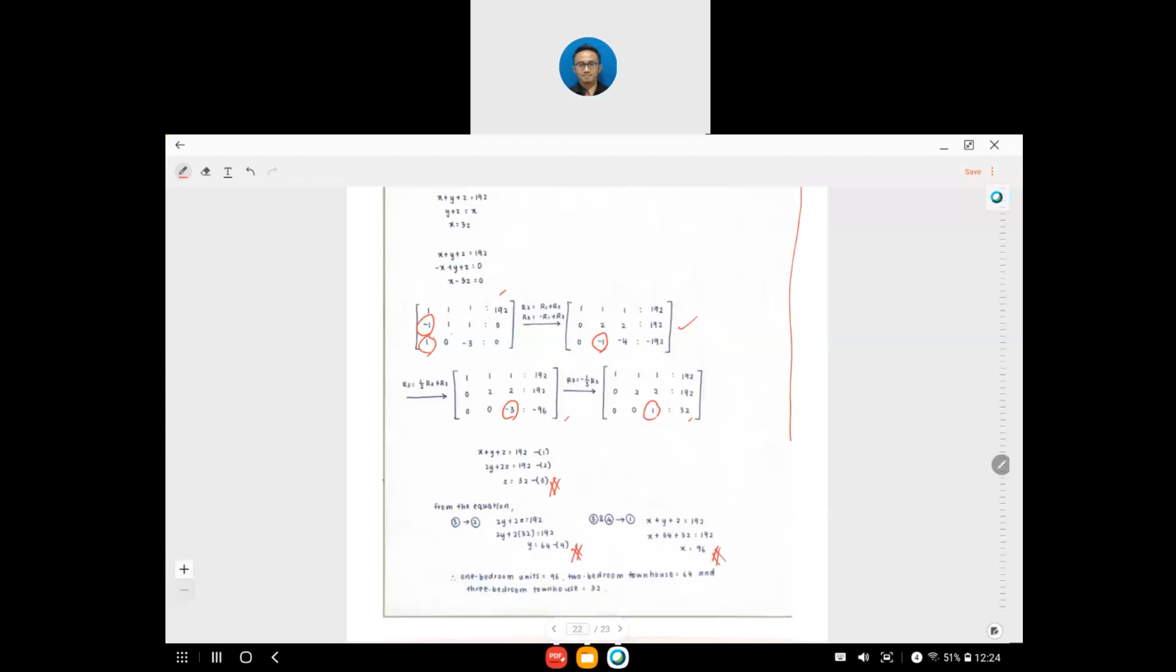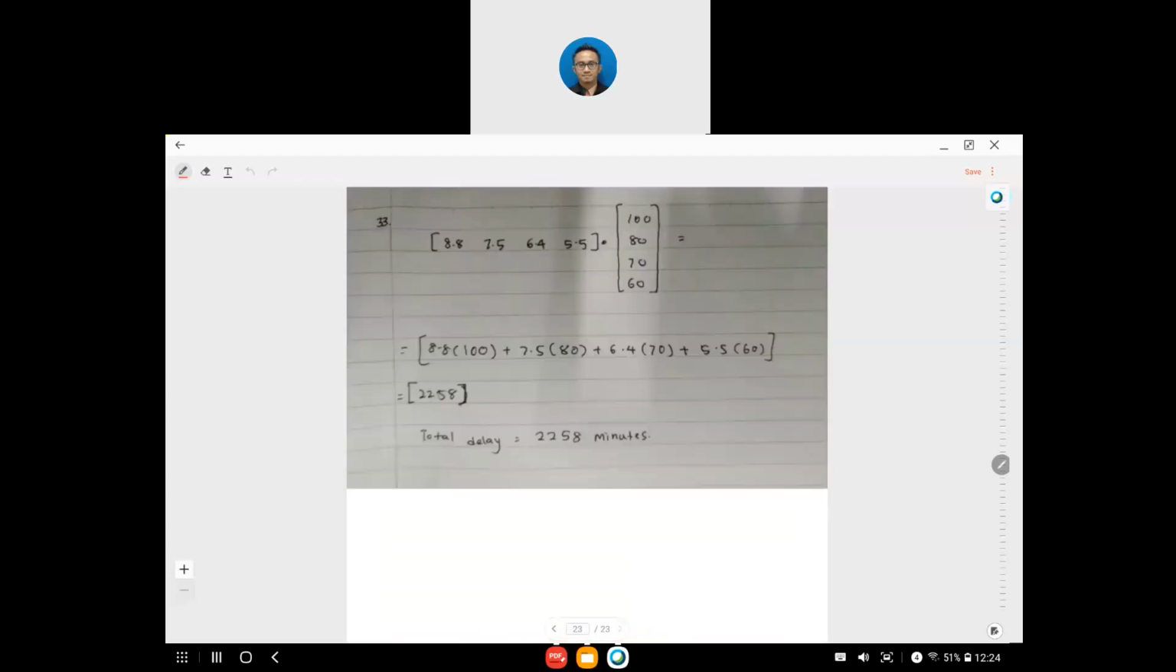Okay. And then our last question for today is question 33. Okay. And then question 33 ni sebenarnya bukannya solving matrix pun. Awak darab biasa je. Okay. 8.8, 7.5, 6.4, 5.5 times by this matrix solving, and then you can get 2258 minutes. That is the answer. Any problems? No.